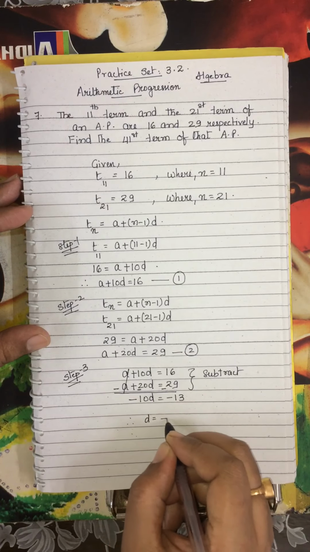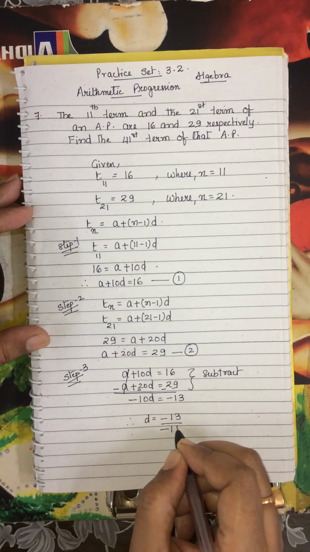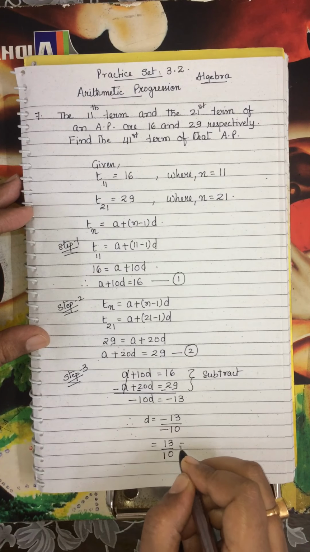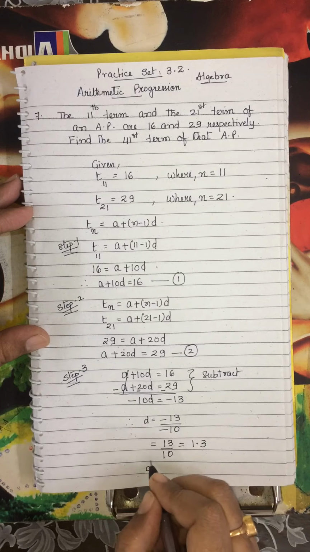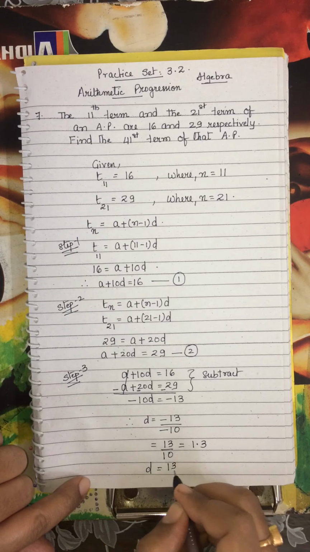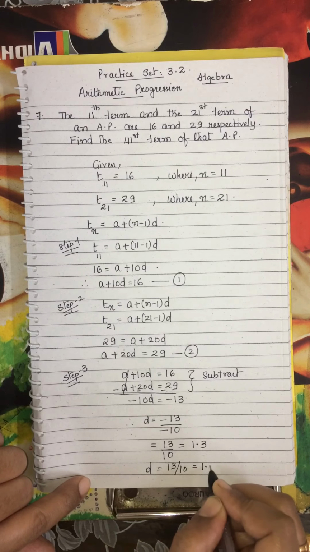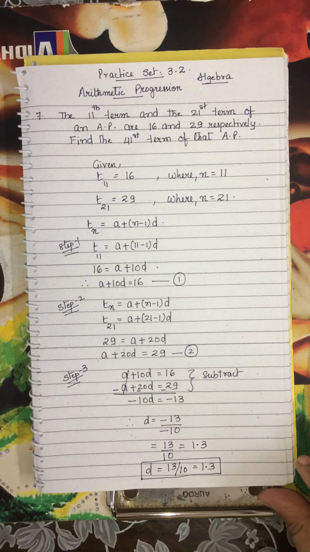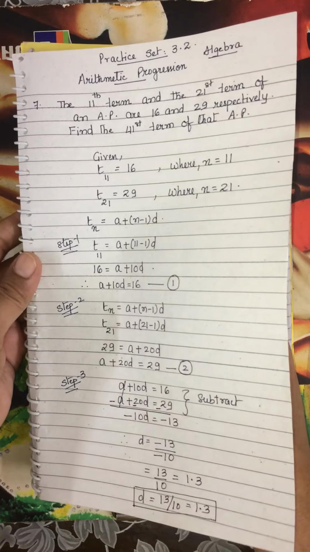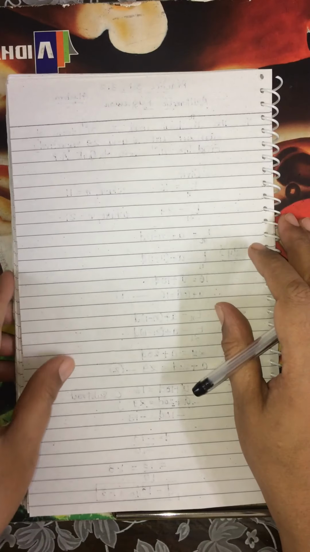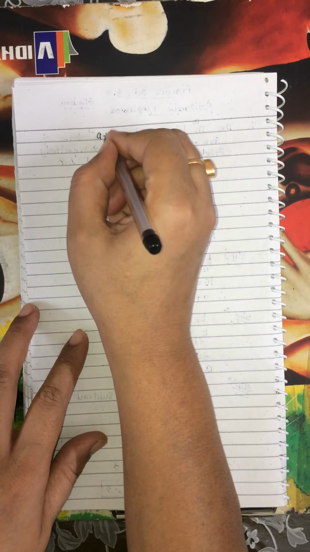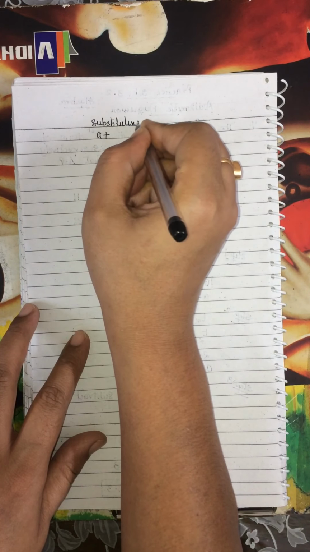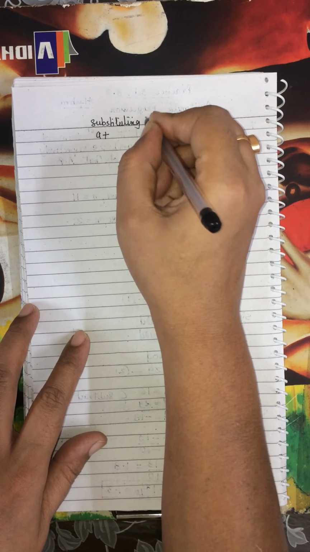Therefore d is equal to minus 13 upon minus 10. That gives us 13 upon 10, or you can even have it as 1.3. Where and how it is required, you can put the value of d. Now you got the value of d. Let us find the value of a by putting the value of d in any one of the equations.